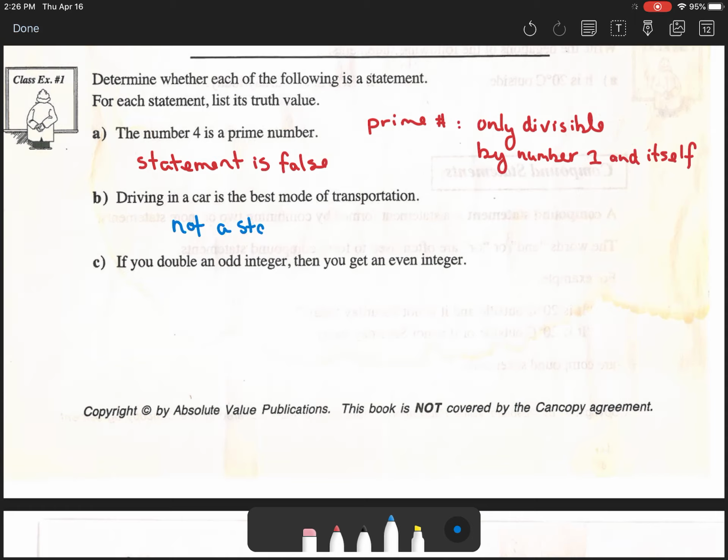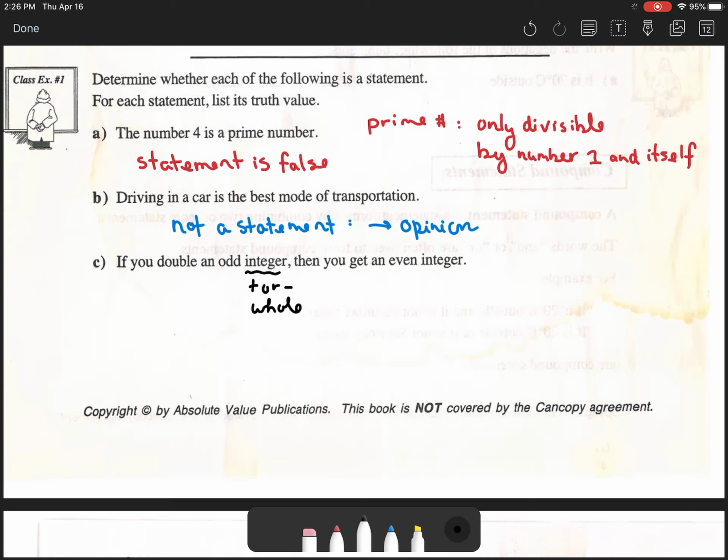Next, driving in a car is the best mode of transportation. This is not a statement. This would be something that we consider to be an opinion. Somebody thinks that's the best way of traveling.